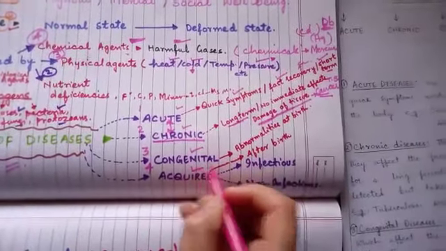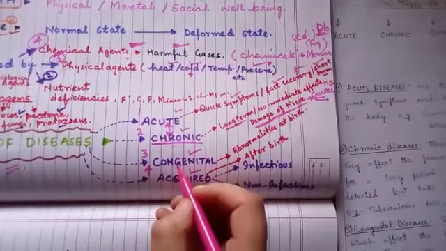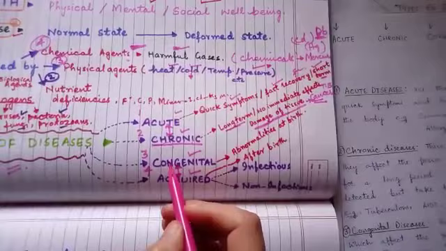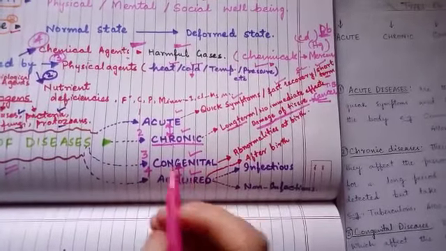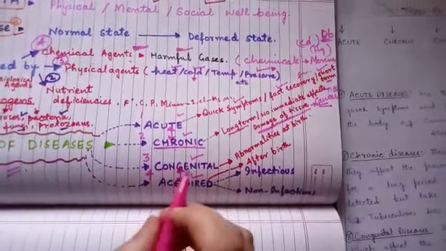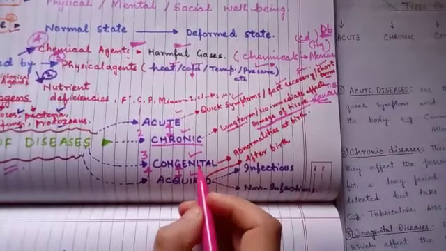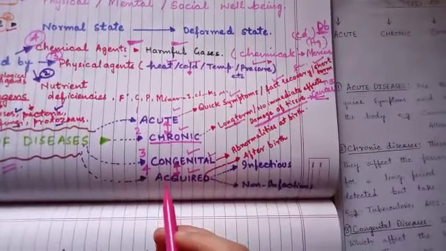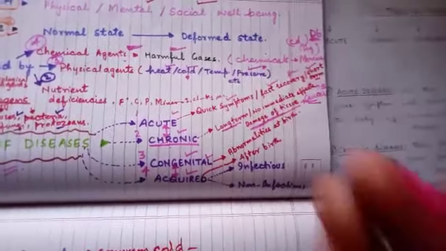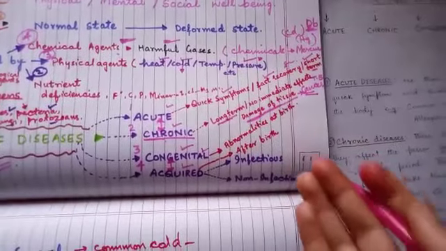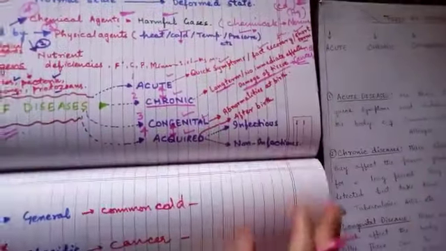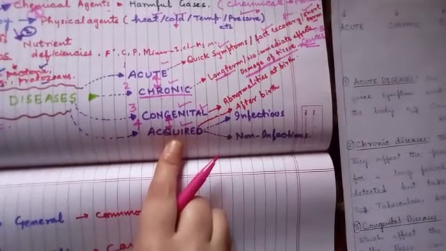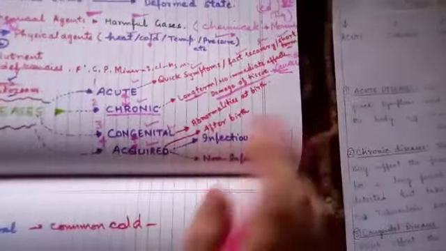And now remains the congenital and acquired. Try to compare between these two diseases, you will remember better. Congenital diseases are those diseases which are present in a person at the time of birth. They are present inside the womb of the mother. And the acquired diseases are those acquired after birth, during the lifetime.